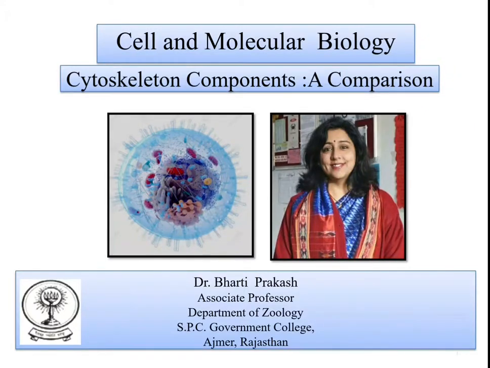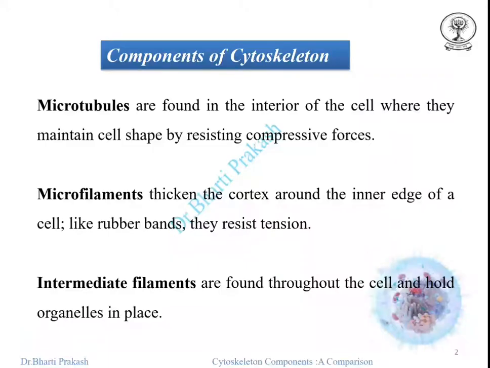Hello students. In the series of lectures, we were discussing the cytoskeletal system of the cell. And in this lecture, we will be discussing the differences between microtubules, microfilaments and intermediate filaments. These are the main three components of the cytoskeleton, as we have already studied in the previous lectures.